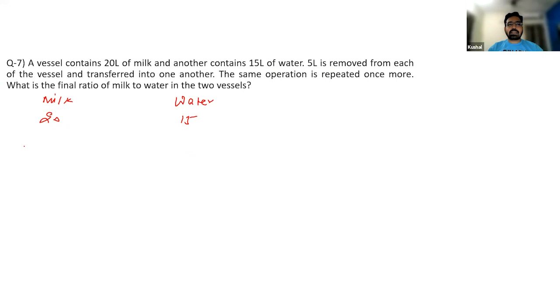So after the first step, what will happen? If I look at the quantity of milk and water in each of these two solutions, then I'm going to get 15 liters of milk over here, 5 liters of water over here.